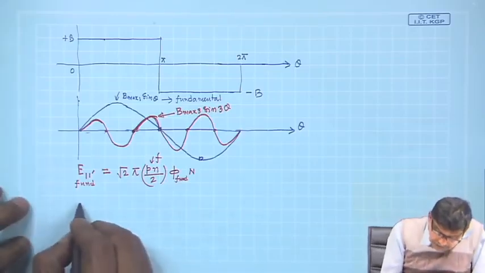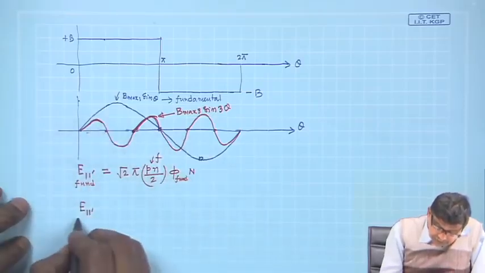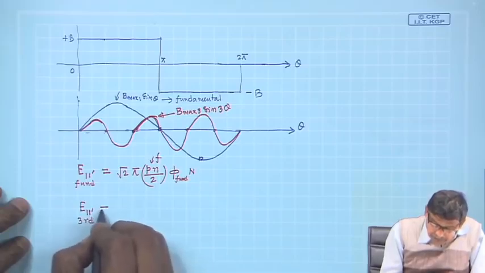Now, the question is what will be the voltage across 1 dashed due to the third harmonic, I want to find out.